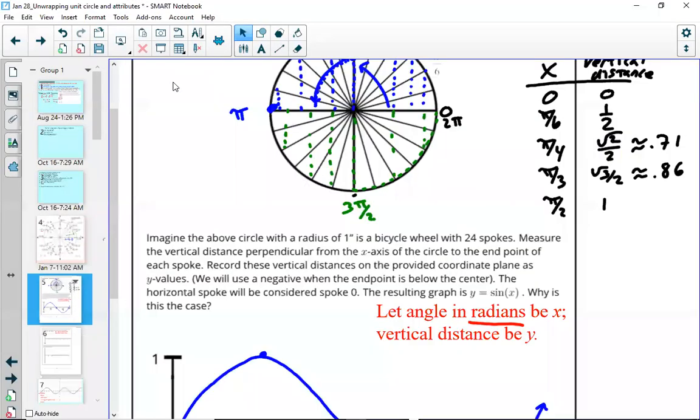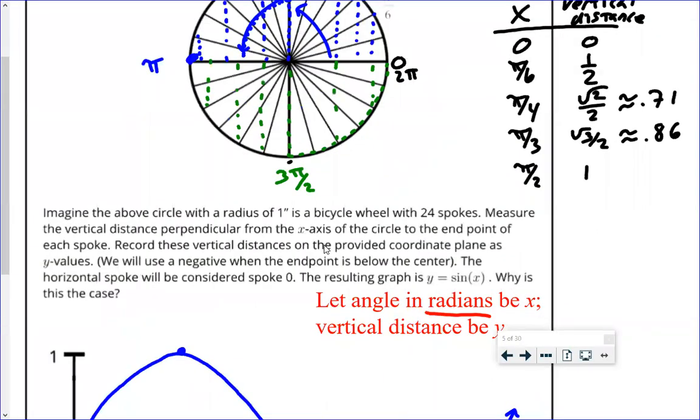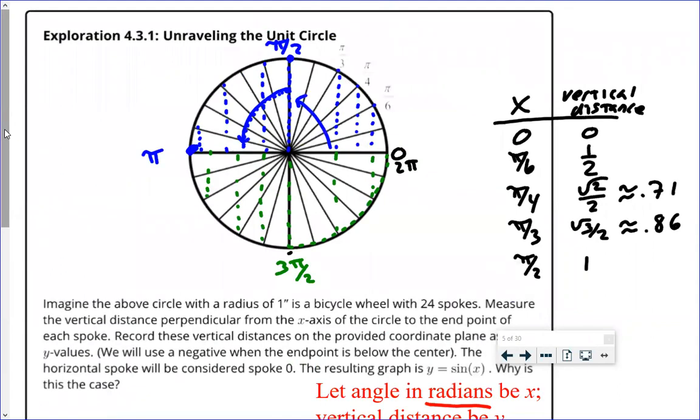So now that we have sine, can we do the same kind of trick for cosine? Well, we can. And in fact, the only thing that changes when we do cosine is that we're going to do the exact same process. We're still going to start at 0 and kind of work our way around the circle. But now, instead of measuring the vertical distance from any spoke, we're going to measure the horizontal distance. So how does that change?